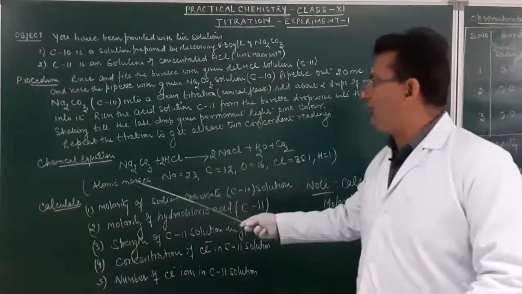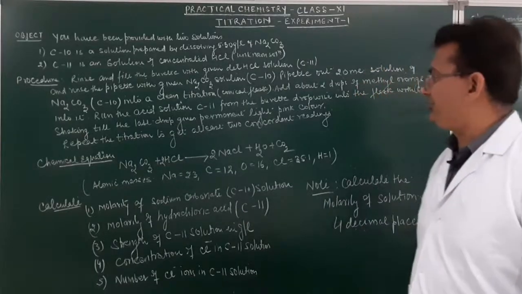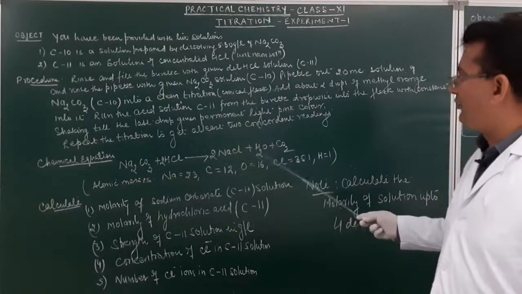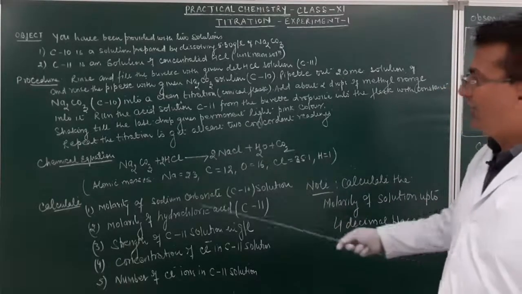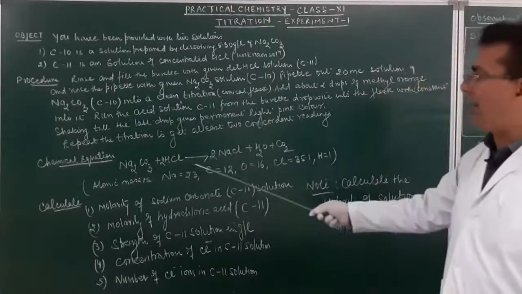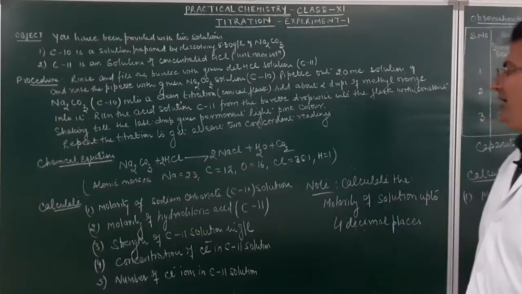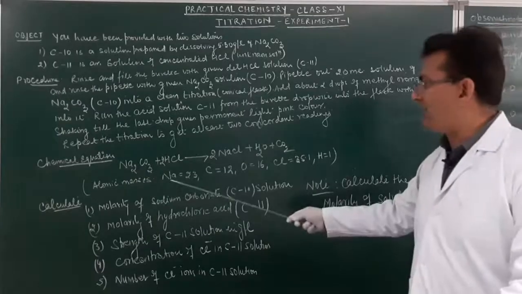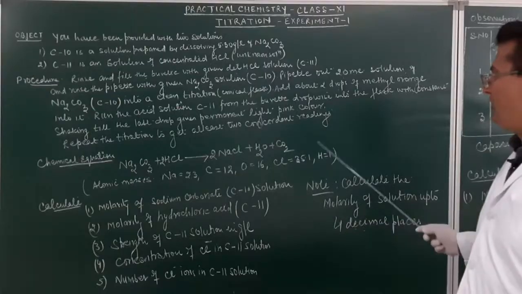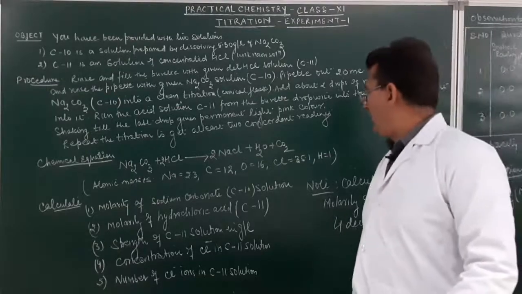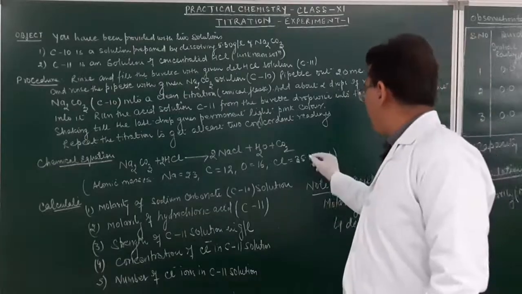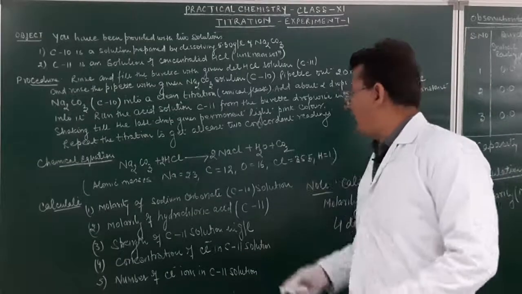The chemical equation used will be: sodium carbonate will react with HCl and will give sodium chloride plus water plus carbon dioxide. You may see over here 1 mole of sodium carbonate is being neutralized by 2 moles of HCl solution. Atomic masses are given: sodium 23, carbon 12, oxygen 16, chlorine 35.5, and in HCl, hydrogen will be 1. So chlorine will be 35.5.